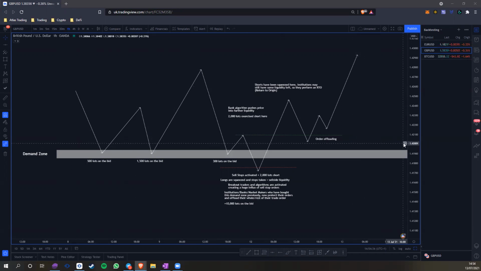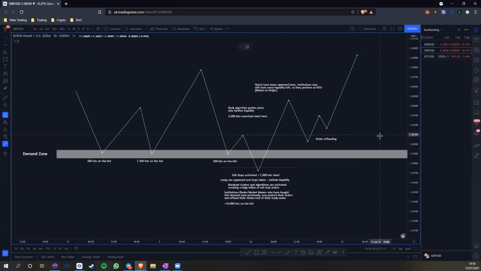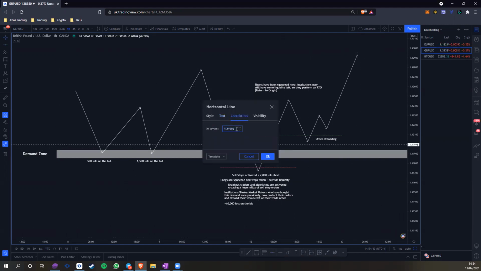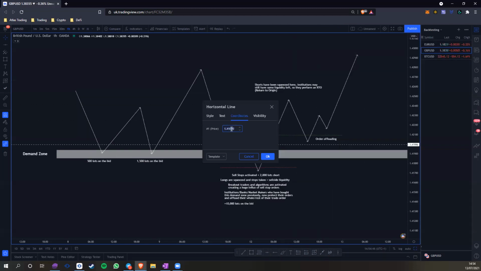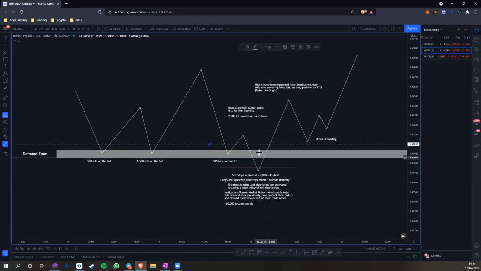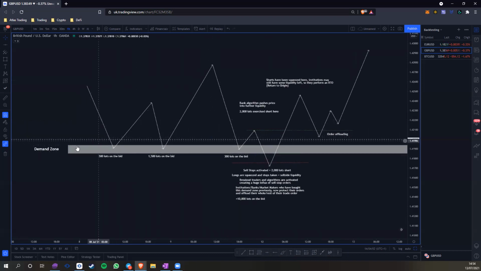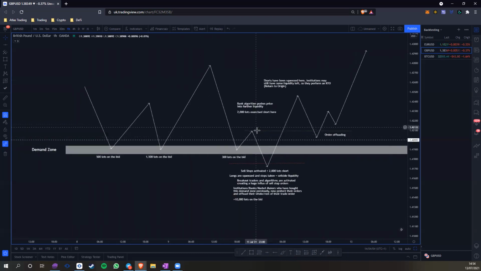So here we've got 142s. We'll just highlight that so that we know that just above our level, we've got a psychological level of 142s. Okay, so we've got a psychological demand zone around this psychological level.